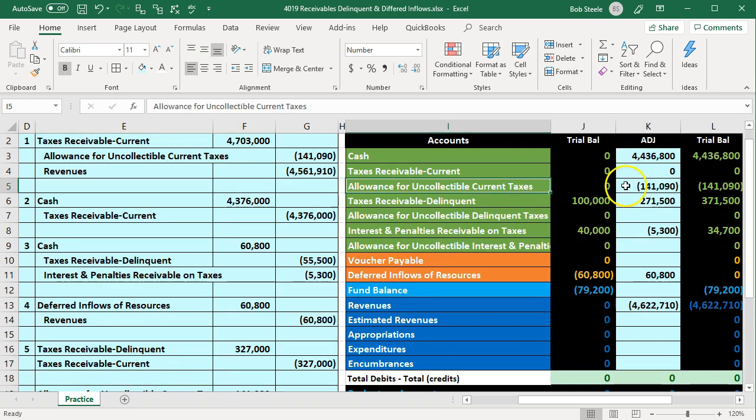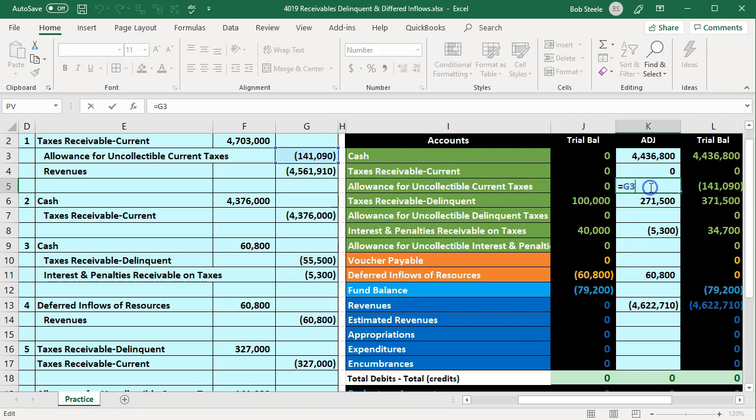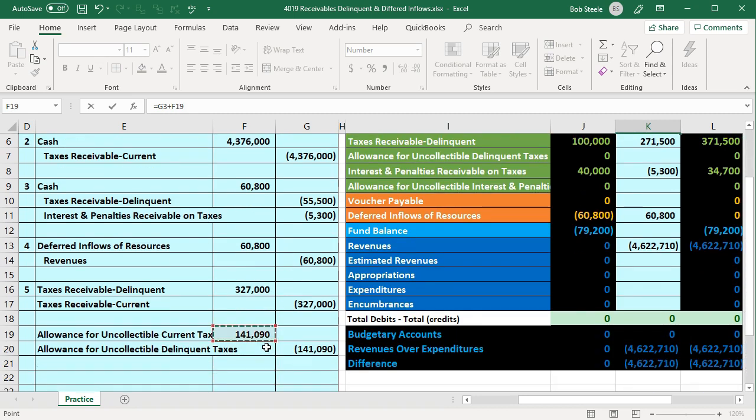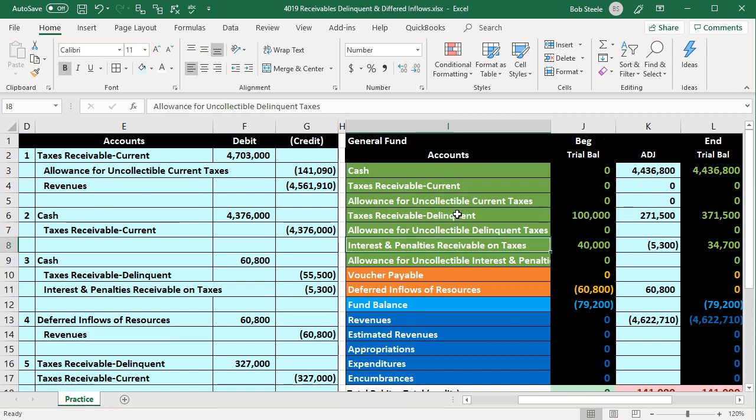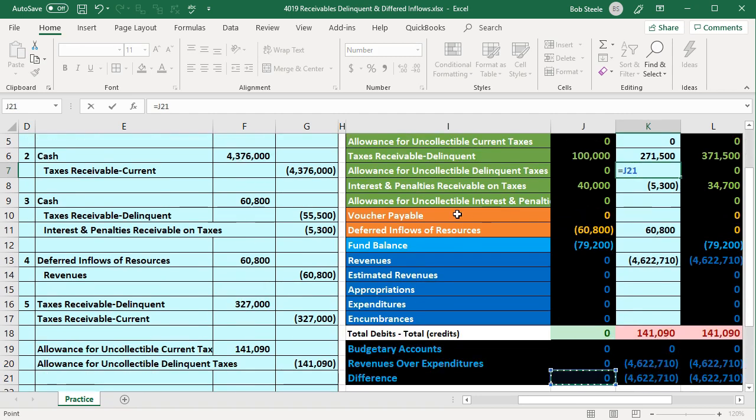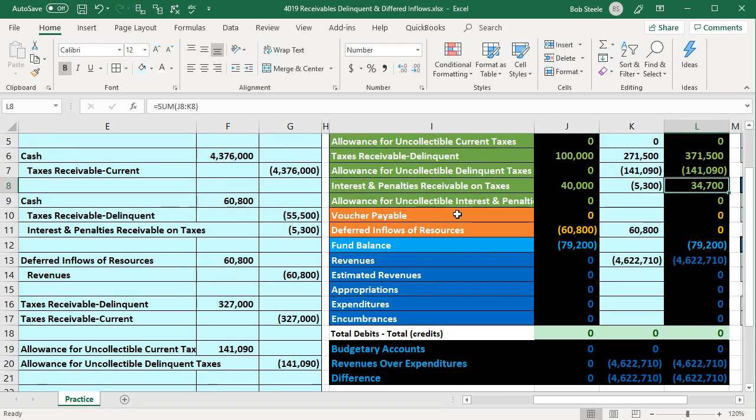So here's the allowance current. We'll double click on it, go to the end of it, plus, and we want to pick up this 141, making it go down to 0. Then we'll have the delinquent allowance. And so here we have the allowance on the delinquent equals, and here's the 141,090, and there we have that side happening. So that's moved it down. Now the next thing we want to focus on, you would think that would be it. We've moved it down to the delinquent, but now we have to deal with that deferred inflows of resources.